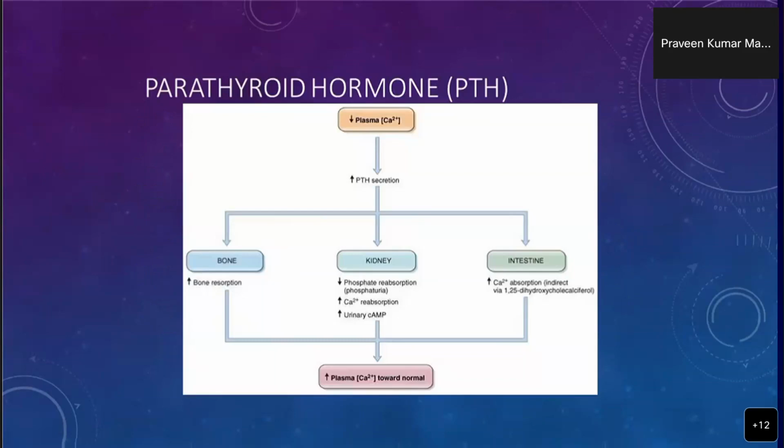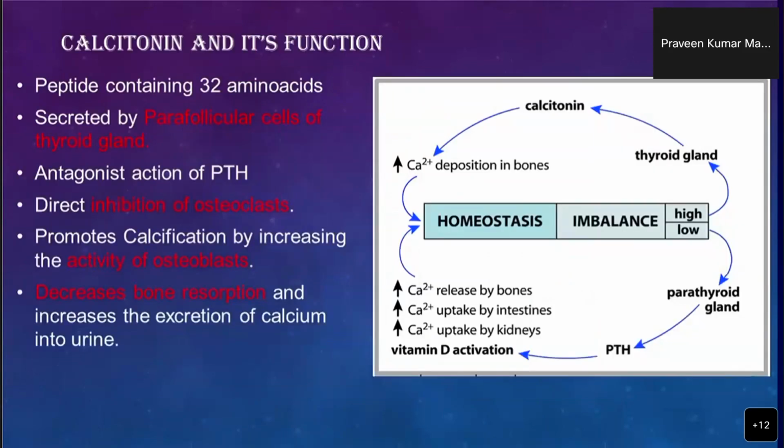In the kidney, there will be reduced phosphate reabsorption and increased calcium reabsorption, leading to an increase in urinary cyclic AMP and increased plasma calcium levels towards normal levels.